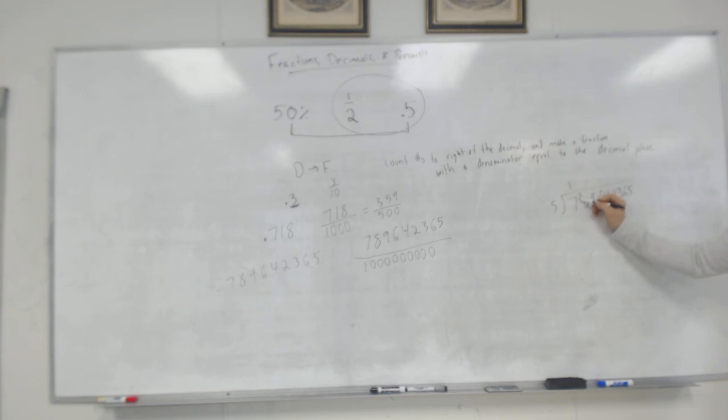1 with a remainder of 2. 5 with a remainder of 3. 7 with a remainder of 4. 9 with a remainder of 1. 2 with a remainder of 4. 8 with a remainder of 2. 4 with a remainder of 3. 7 with a remainder of 1. 3.